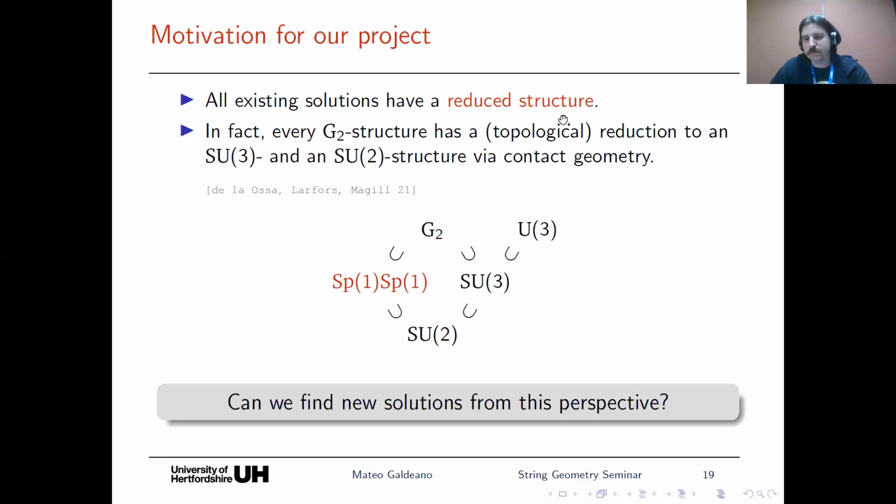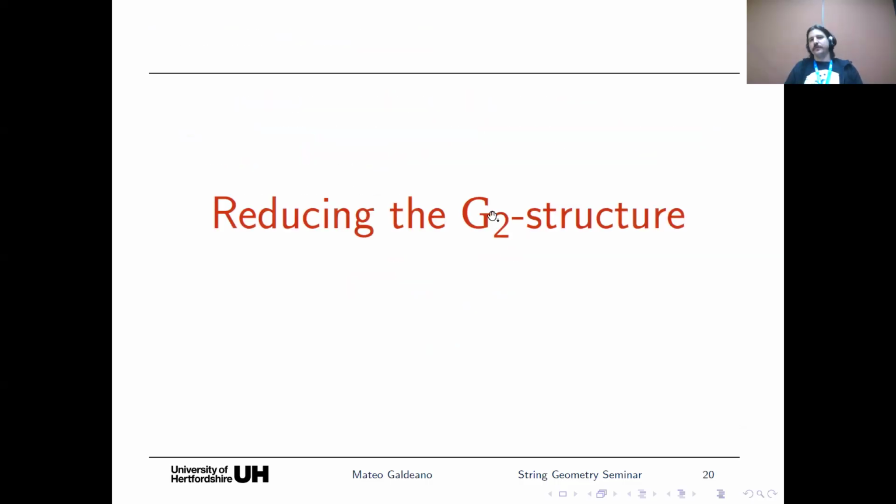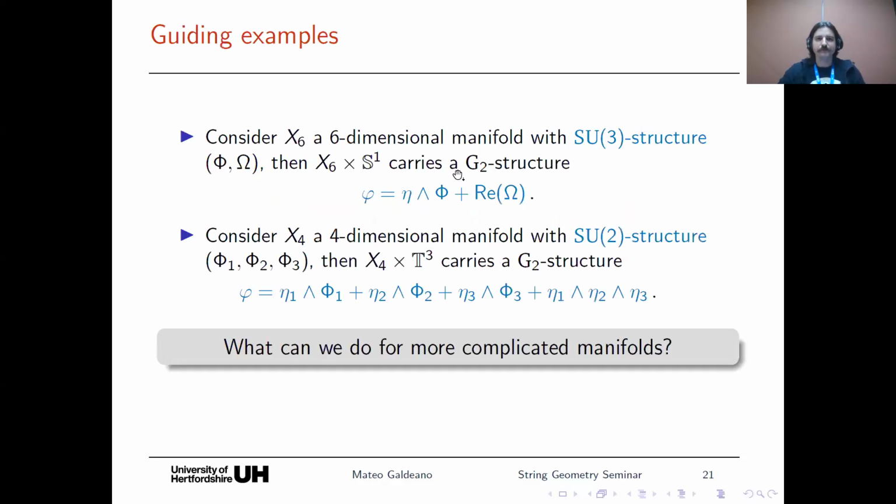Well, okay, I'll go ahead. But please do ask me your question later. So yeah, what I was saying is that this is what we're going to look into. How are we going to reduce the G2 structure in some sense? Well, I was telling you earlier that there are some easy examples that maybe can guide us a little bit.